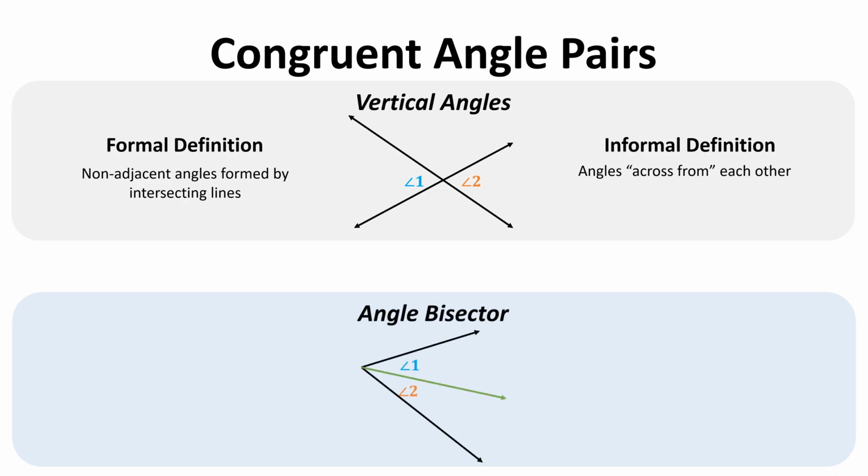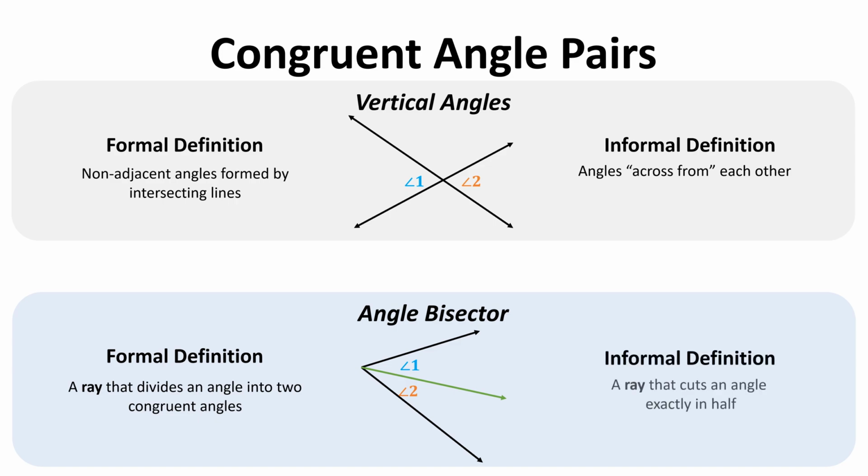We next have the angle bisector. The angle bisector is a ray that divides an angle into two congruent angles. It's not necessarily the pair of angles that is the angle bisector, it's technically just that ray, but angle 1 and angle 2 are formed by the angle bisector. The informal definition is a ray that cuts an angle exactly in half.